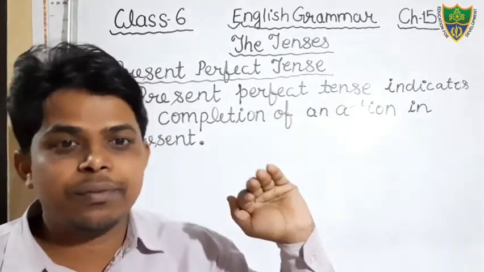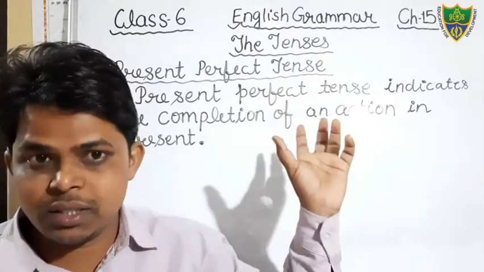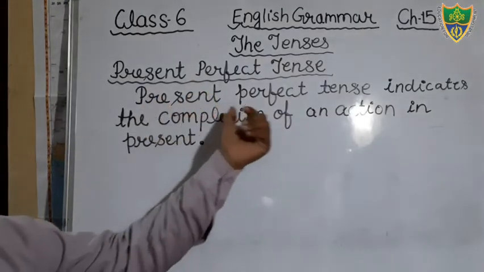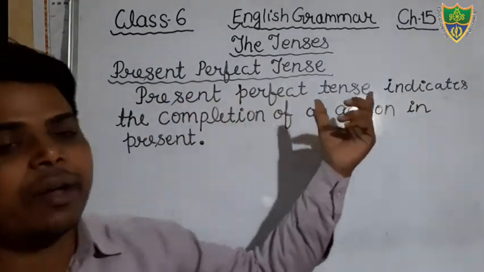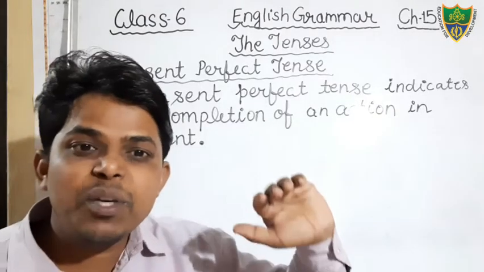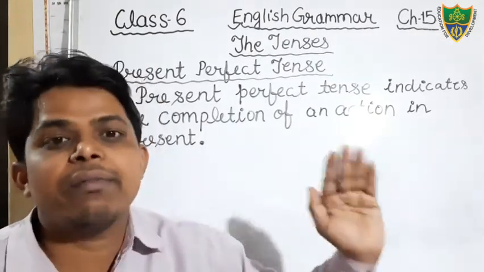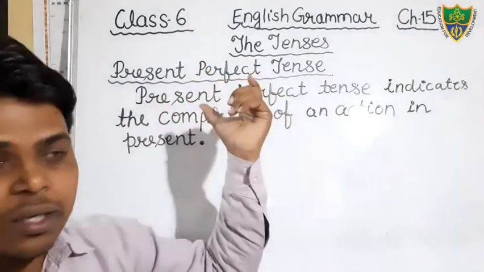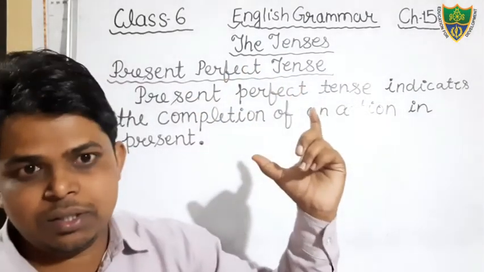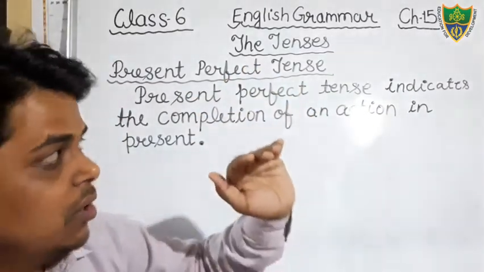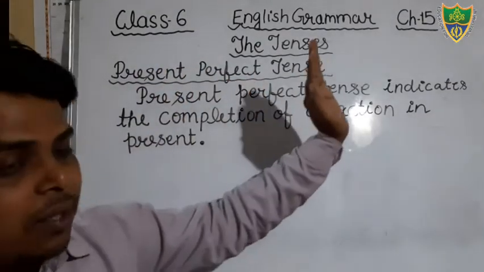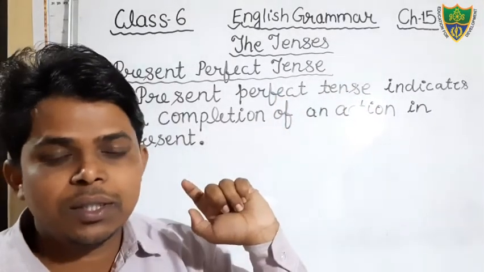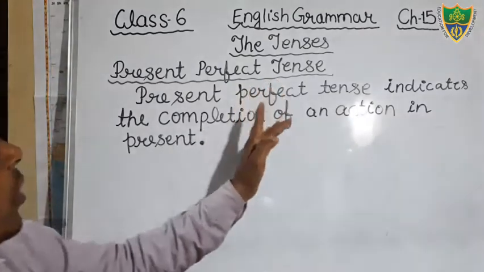What does perfect tense mean? Present perfect tense. Dear students, just see here, it is written here. Present perfect tense indicates the completion of an action, completeness of an action. As the word perfect indicates, perfect means complete. Complete means completion of any work. So present perfect tense denotes the completion of an action in the present time. That is known as present perfect tense.